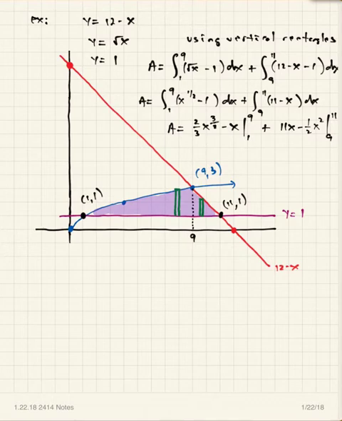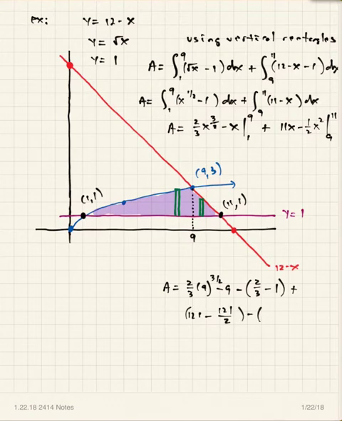So when you put in the upper limit for that first integral, I'm going to continue that underneath here. You get area equals 2/3 times 9 to the 3/2 minus 9, minus the lower limit, which would be 2/3 minus 1. And then that would be plus, on the second integral, putting in 11, you get 121 minus 121/2, minus, and then in the lower limit, you'd have 99 minus 81/2. Yuck.